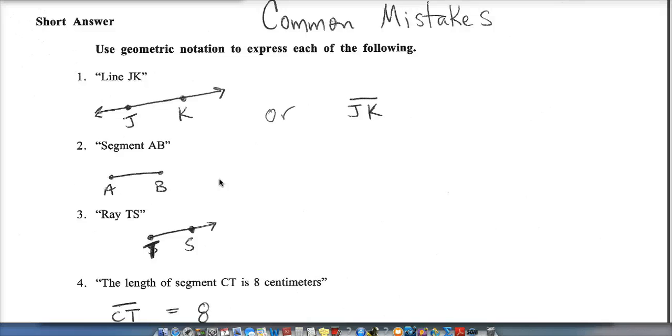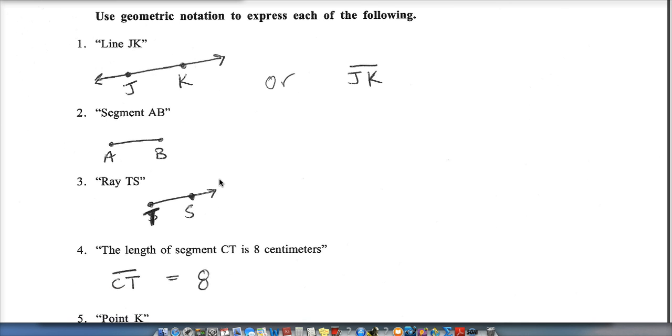I want to talk about some common mistakes that I saw on this assignment. The number one misconception that I saw, students were getting confused between what is a diagram and what is geometric notation or mathematical notation. So you can see that in numbers 1, 2, and 3, students would give me the diagram for the figure rather than giving me the notation for the figure.